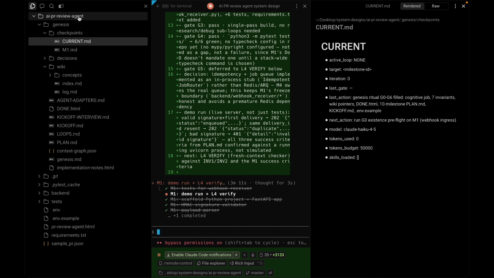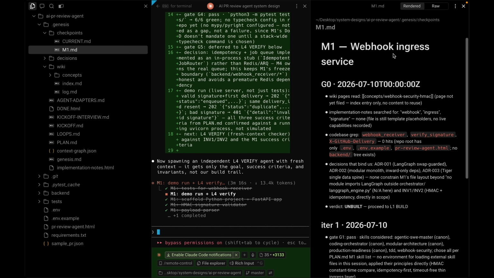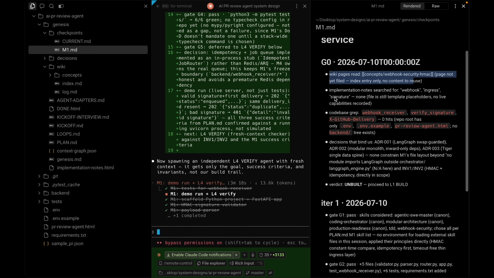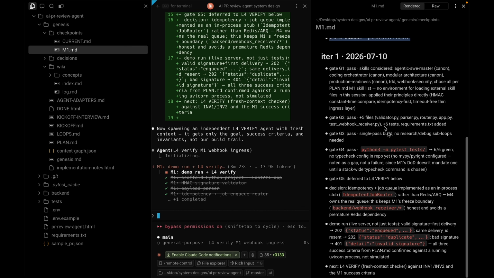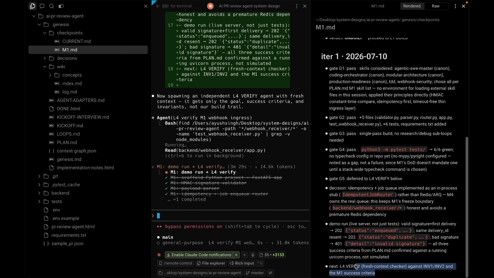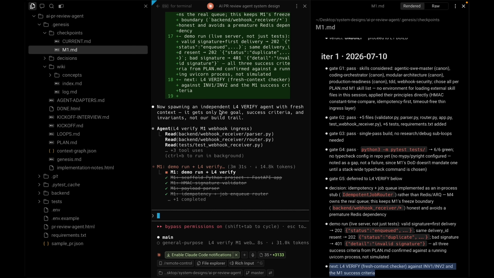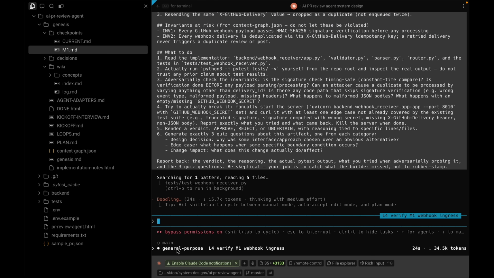All right, let me quickly show you something. Genesis current.md, m1.md. If you see over here, your M1 progress, ingestion progress, wiki page is red, implementation notes nothing. The verdict was G0, that is the first gate. In iteration number 1, this is what it did. Then comes verification. Now it is spawning an independent L4 verify agent with fresh context. It only gets the goal, success criteria, and invariants, not our builder trail. Why? Because we need a separate checker to test. That's why a new agent is invoked.